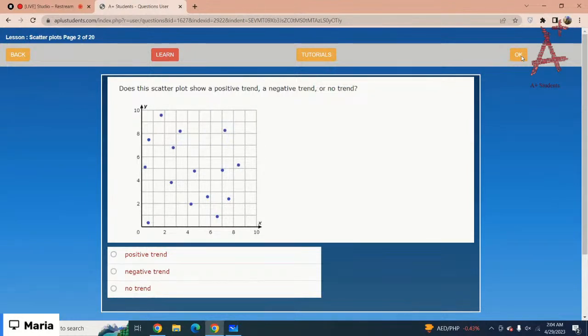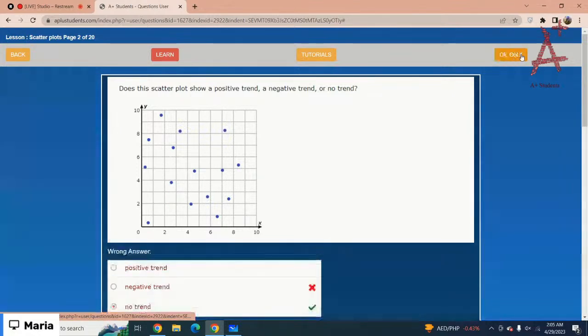Okay, does the scatter plot show a positive trend or a negative trend? Just look at the values. Here you have x values. X is around 9. Here you have x is just 2, y is 10. X is 4, y is 2. X values are increasing and y values are decreasing. The graph shows negative trend. Oh, it is no trend, because all the points are scattered along the graph, so it shows no trend. The graph shows no trend.